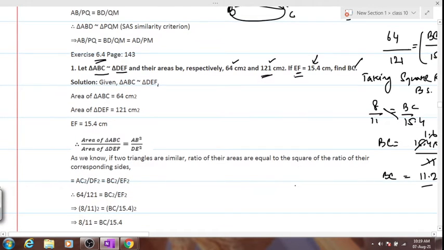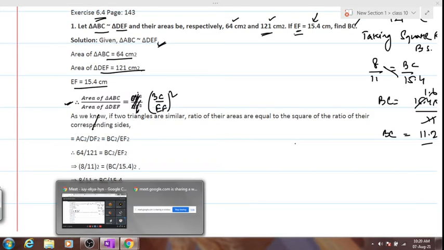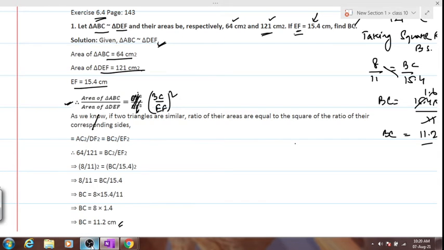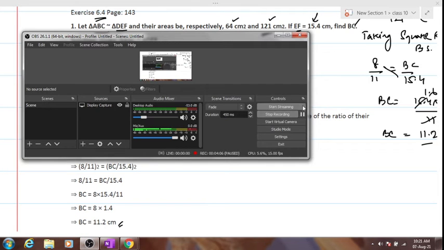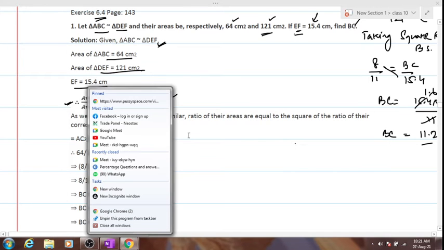First of all, you have to write the given portions, whatever is given. Area of triangle ABC is given, area of triangle DEF is given, and EF has been given to us. You don't have to write all of these. You just write BC by EF whole square. Kindly copy it from here. Your answer will boil down to 11.2. I'm pausing the video, please copy it down. Once you have completed it, we'll move on to the next section.